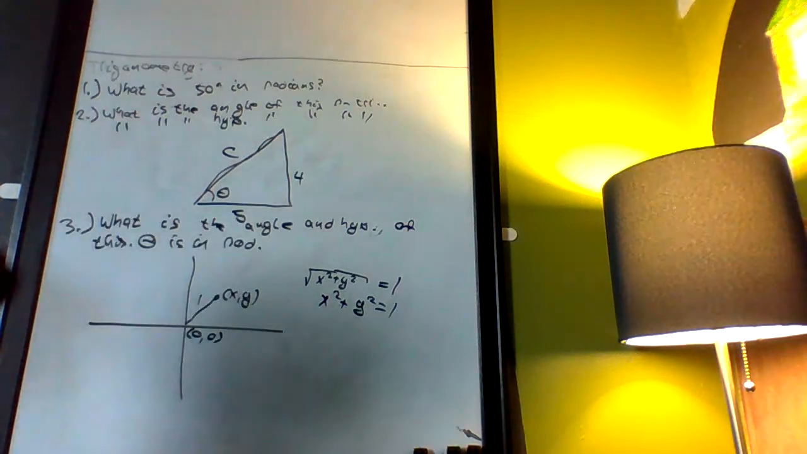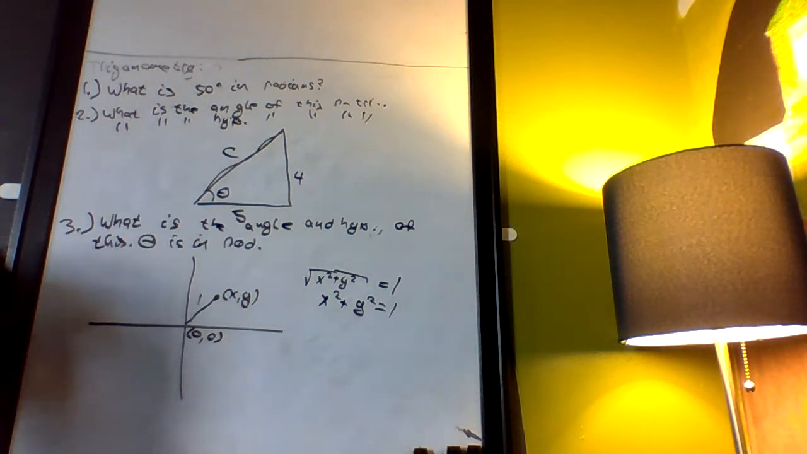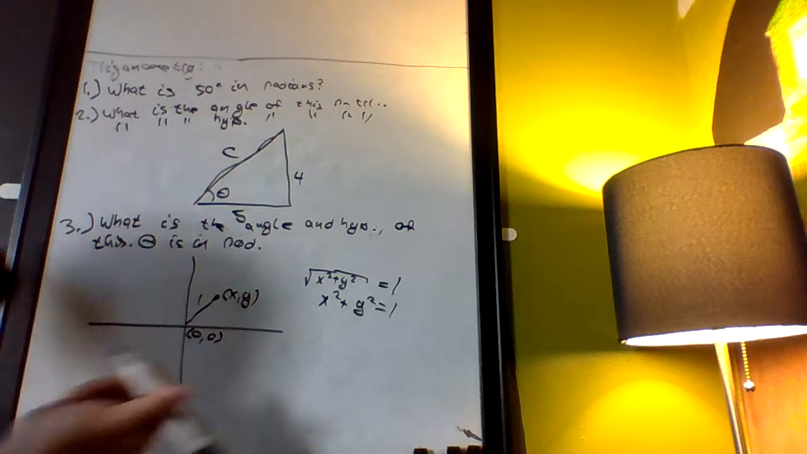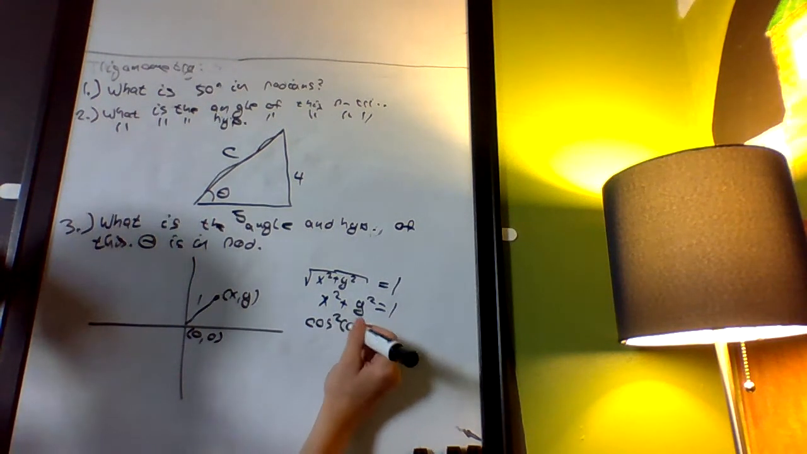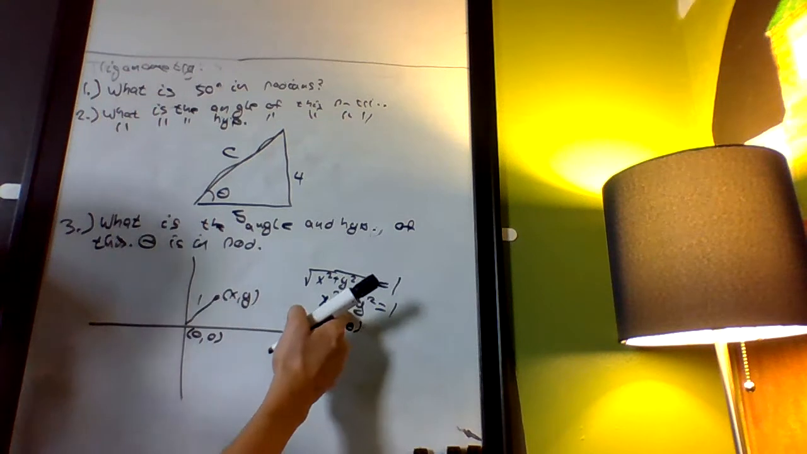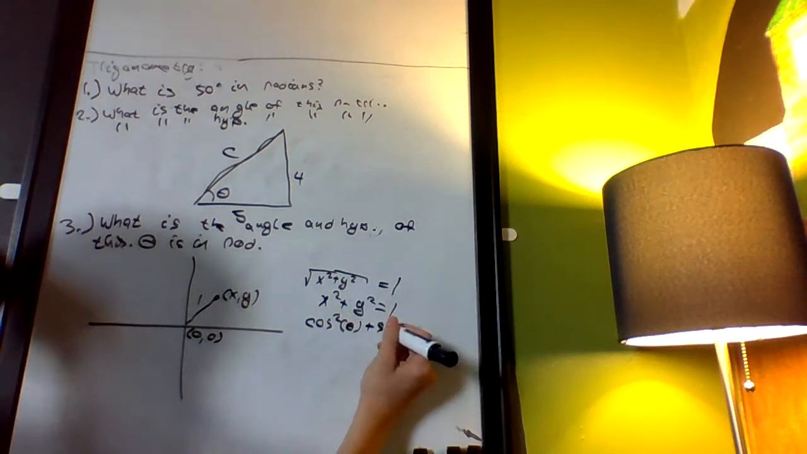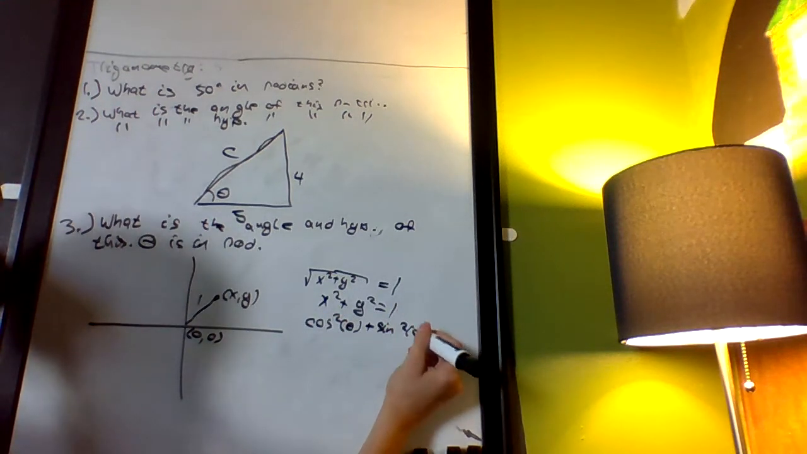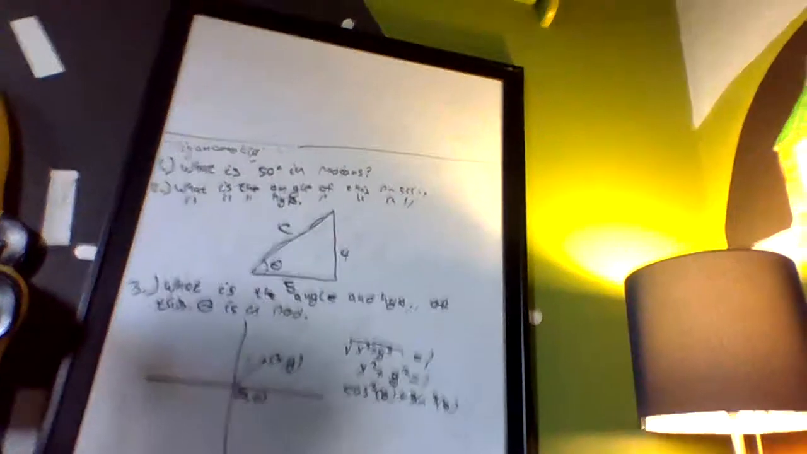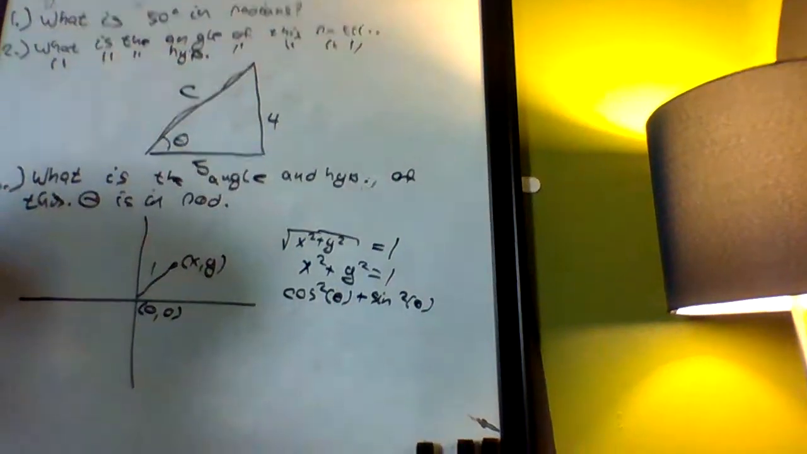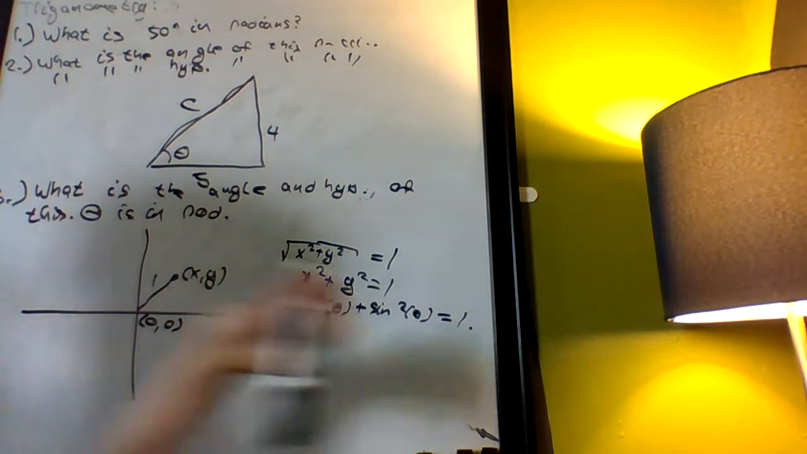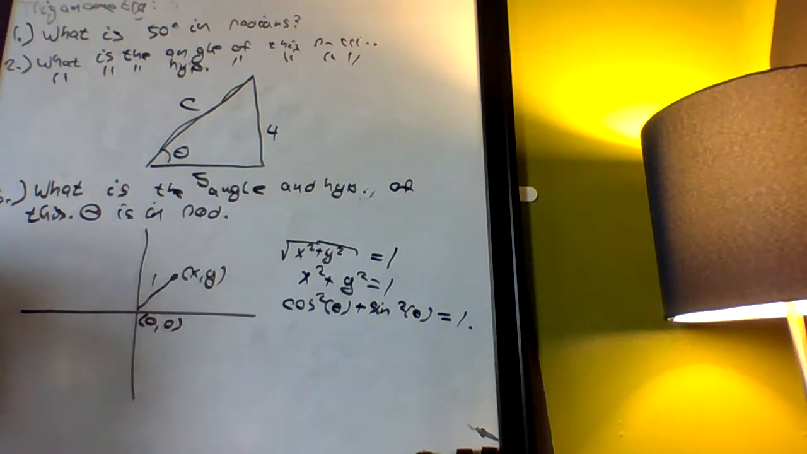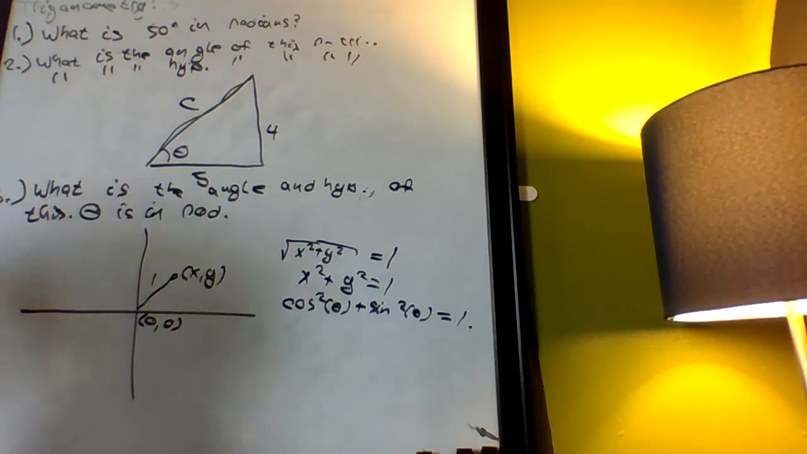We know that on the circle, x and y are like cosine and sine. So x is your cosine of theta, and we're squaring it, so I put the exponent like that. And then the other one is going to be the sine of theta, which is then going to be there. I put the exponent right there. It has to be equal to 1. And this is an equation. We'll go into more equations later.